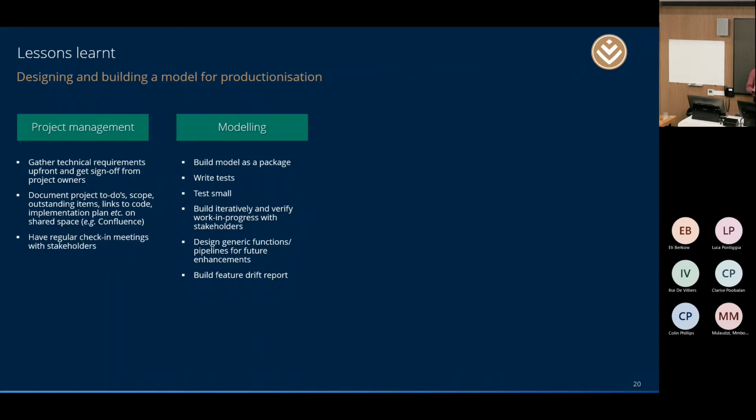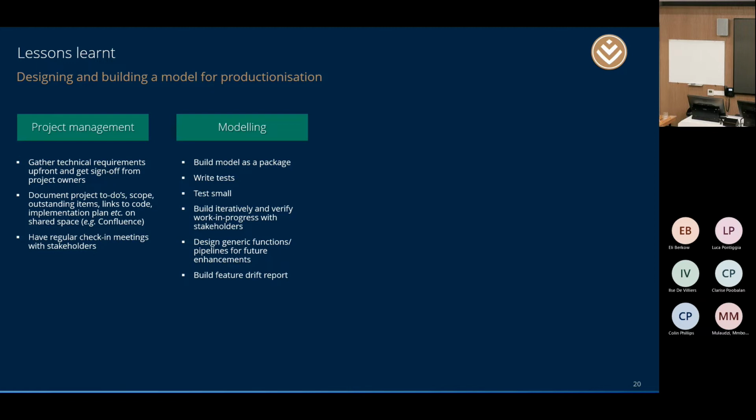Specifically for us, when a model needs to be automated, it's much more efficient if you build it as a package. It was the first time I've built something like a package. So it's important to write your tests in this package, test small scale, build iteratively. But importantly, if we've got a model, we don't just let the model stop there. It is something that you would continuously have to monitor and keep in mind, what if I have to make changes or enhancements to this model in the future?